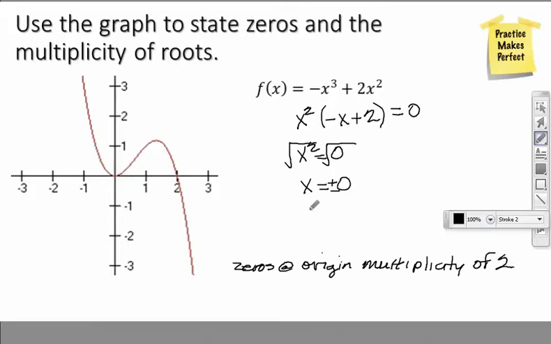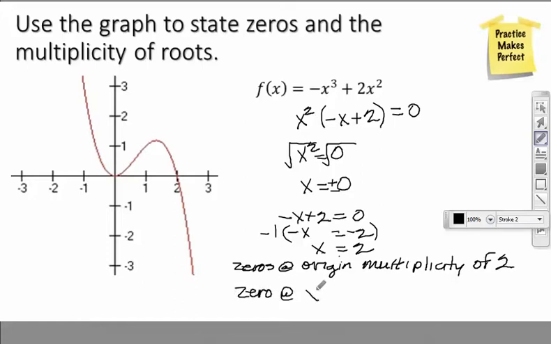And then I've got to solve my other factor. I've got negative x plus 2 equals 0. Subtract 2 from both sides, and then you can multiply or divide everything by negative 1. It doesn't matter which step you take. So I've got x equals, I mean, x equals 2. So that means I also have a zero at x equals 2, and there's no multiplicity there. And that's all you've got to do.